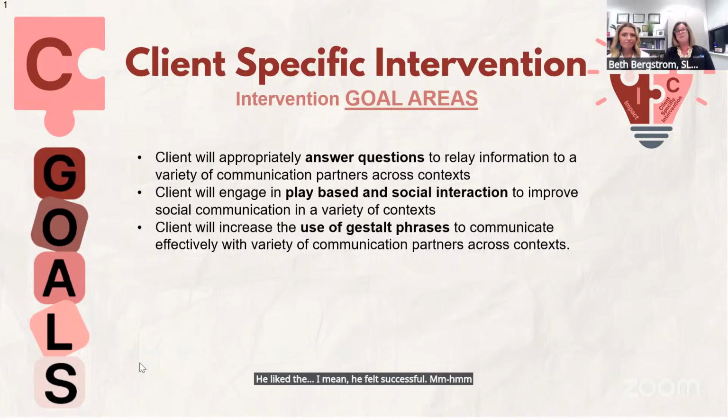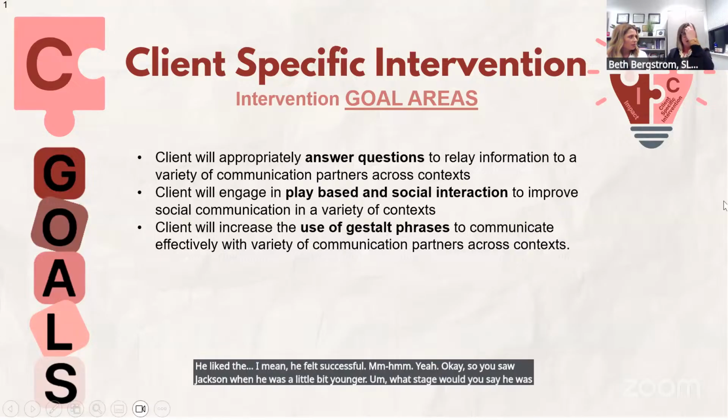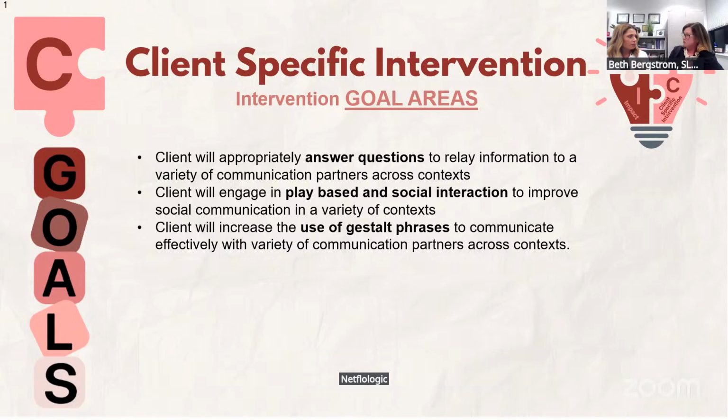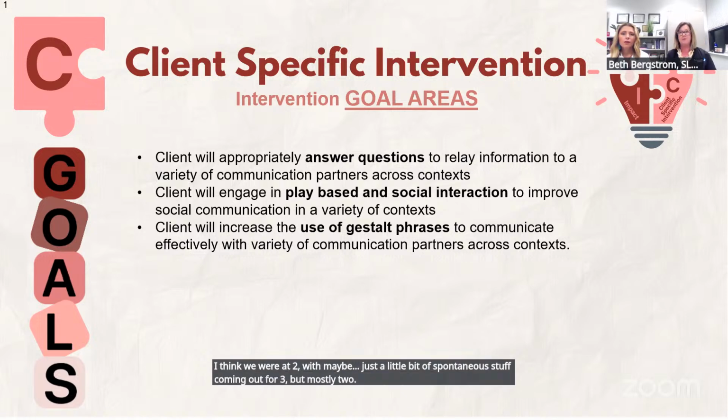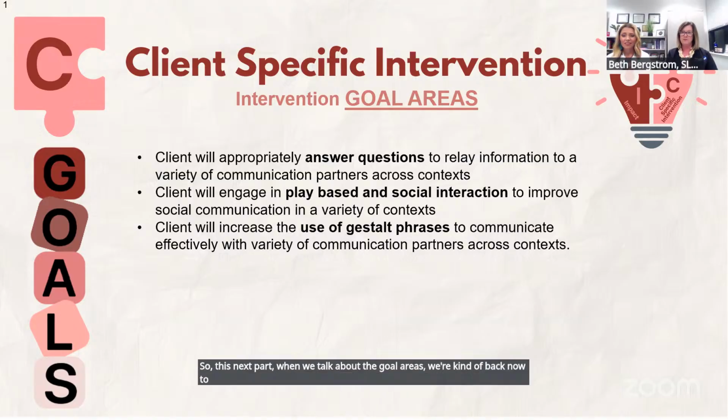Okay, so you saw Jackson when he was a little bit younger. What stage would you say he was in? Natural language acquisition, I think we were at 2 with maybe just a little bit of spontaneous stuff coming out for 3, but mostly 2. So this next part, when we talk about the goal areas, we're back now to when he was age 7.